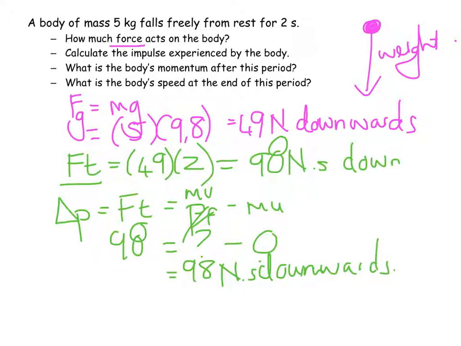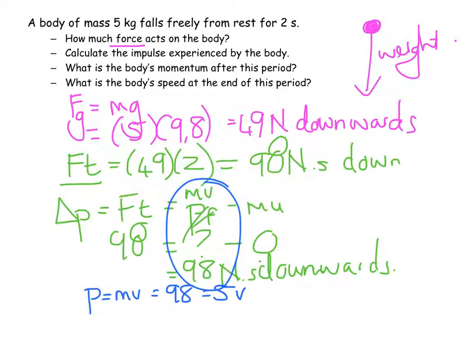Then you have got, what is the body's speed at the end of this period? Well, now you just have to undo this. You've got mass times velocity is equal to 98. So momentum is equal to mass times final velocity. 98 is equal to 5 times some velocity, and that velocity is going to be equal to 19,6 meters per second, and it's a speed, so I don't need a direction. Don't put anything over there.